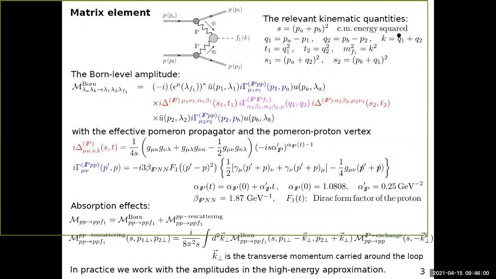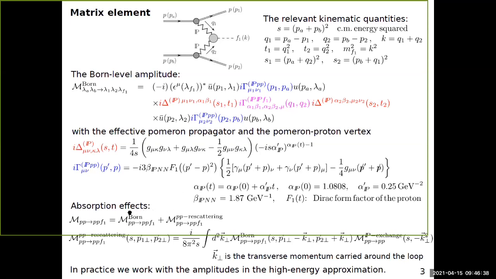The relevant kinematic quantities are standard, so I will not go through them. The Born level Pomeron fusion amplitude is written in terms of the effective Pomeron propagator. The Pomeron is a tensor, so it has two Lorentz indices, and it is written in terms of Pomeron-proton vertices. So these are the ingredients. We use the standard Pomeron trajectory.